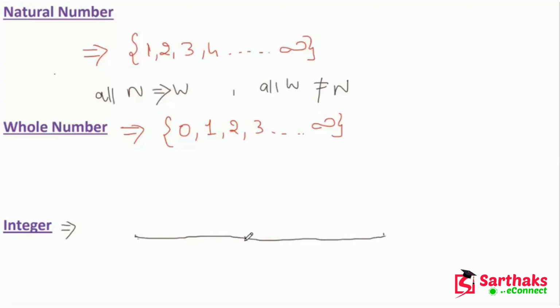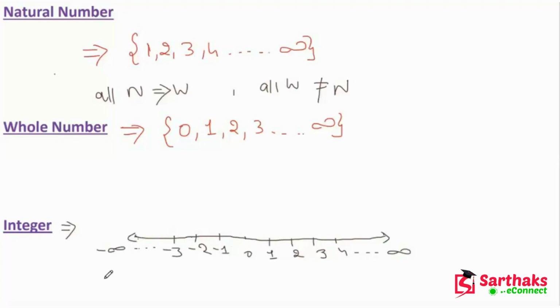Okay, so now 0, 1, 2, 3, 4, and so on till infinity. Same -1, -2, -3, and so on till minus infinity. Okay, so all these numbers are called integers.